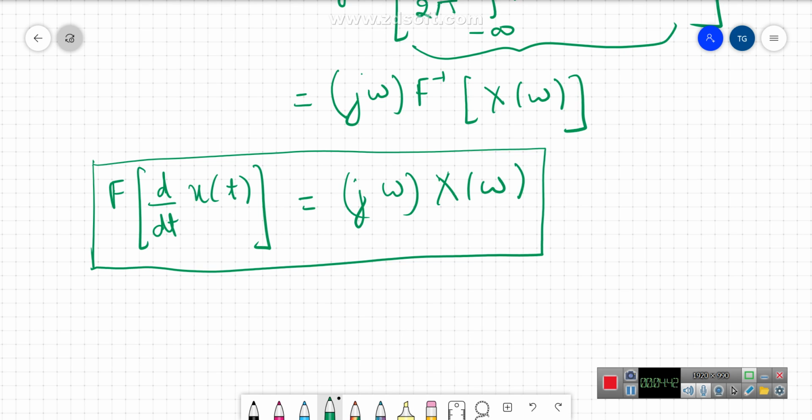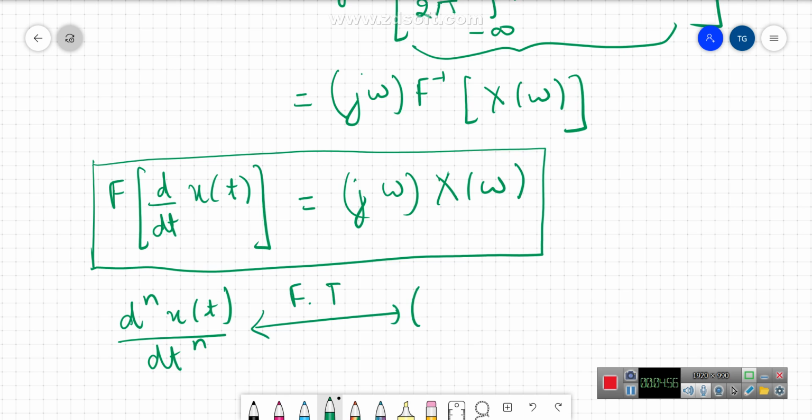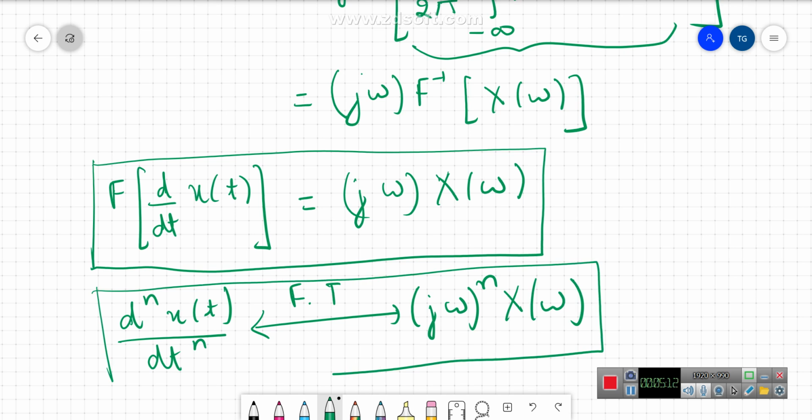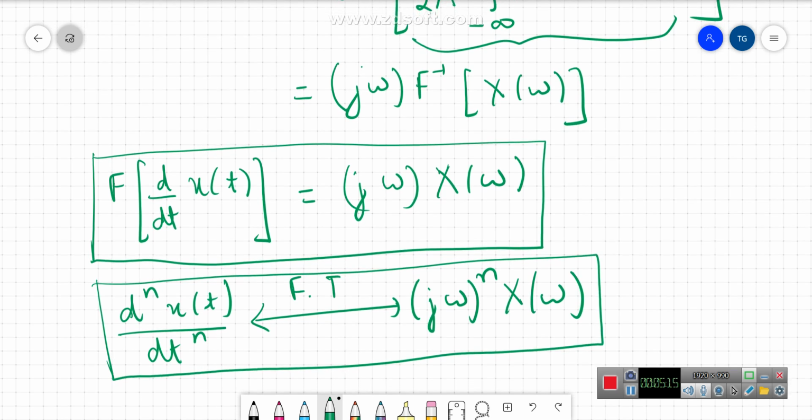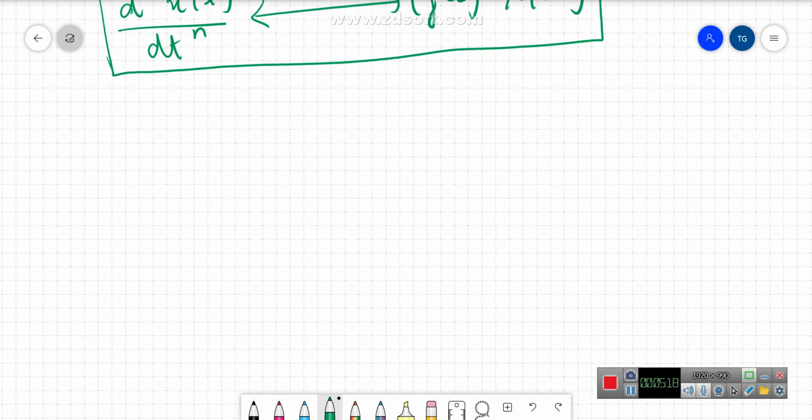And similarly we can write in general that d^n x of t by dt^n, that is differentiating n times, then Fourier transform of that will become j omega to the power n, that many times this term will come out as a constant term, and here we will have X of omega. So in general we can write differentiation in time domain property like this. So now we will see what is differentiation in frequency domain property.